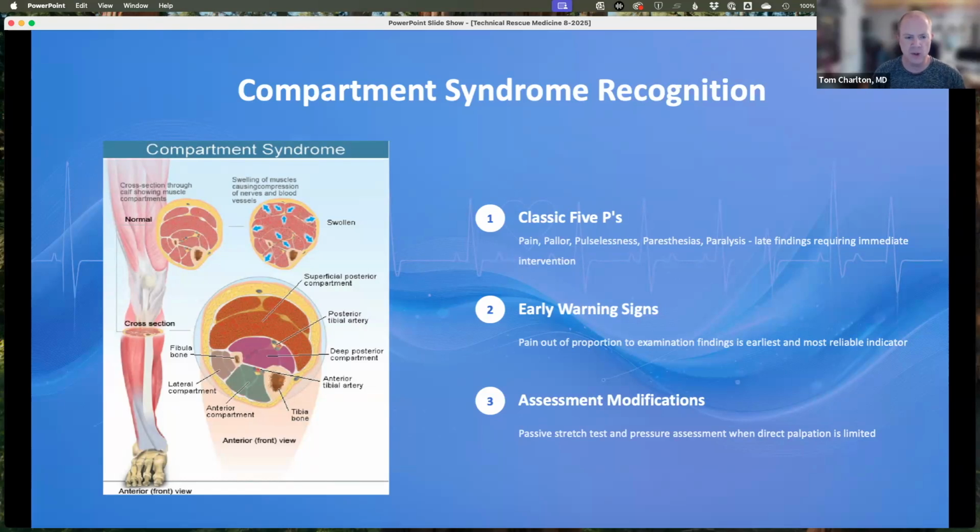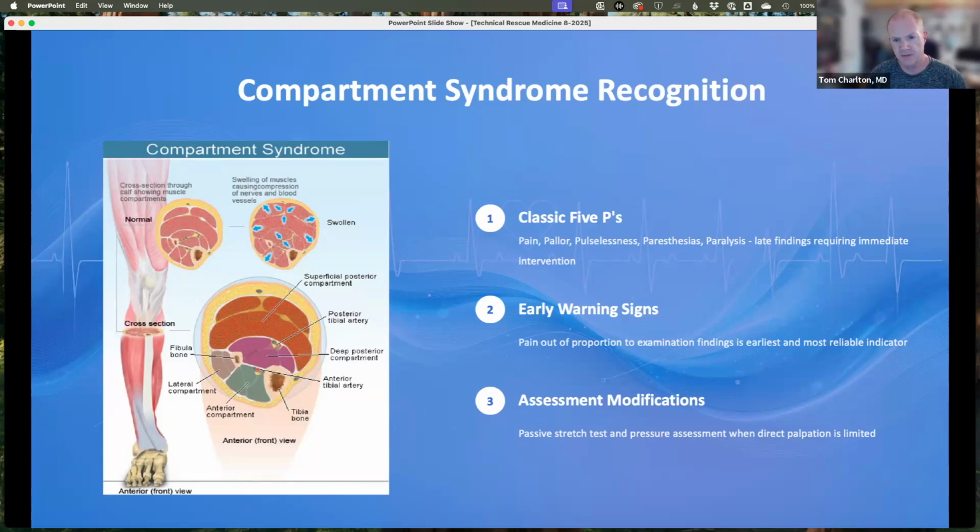The earliest warning sign that somebody is beginning to develop compartment syndrome is pain that's way out of proportion to exam findings. So this is that person who has sustained an injury, and you go to move them even just the slightest little bit, and they're hanging off of the rafters of the building. That unfortunately represents a potential early sign of compartment syndrome.